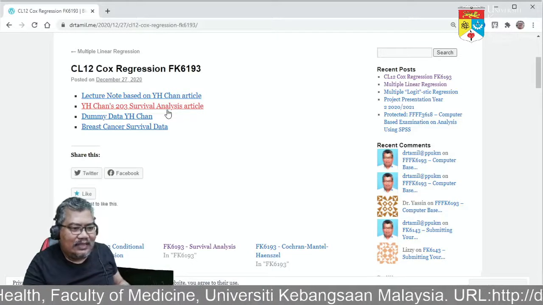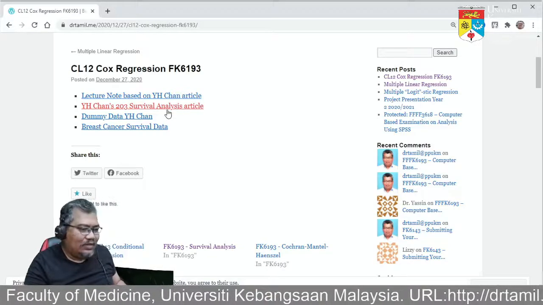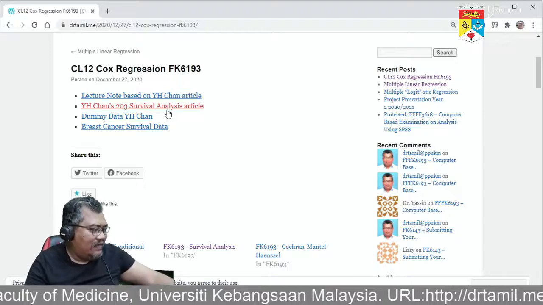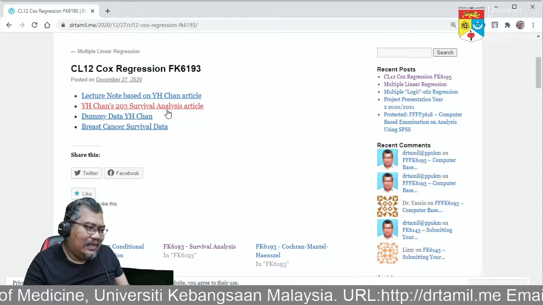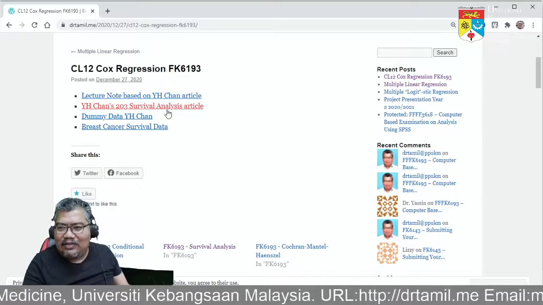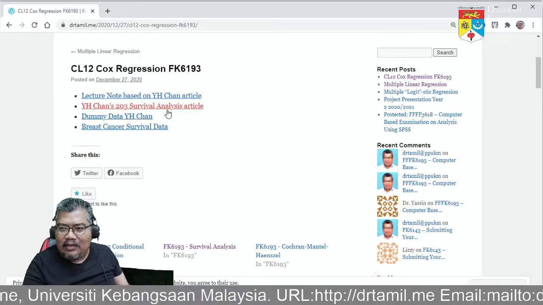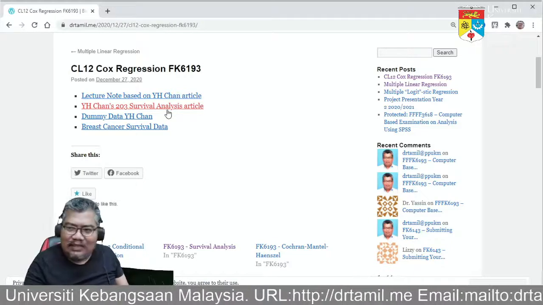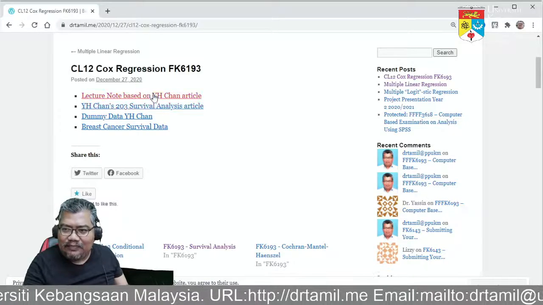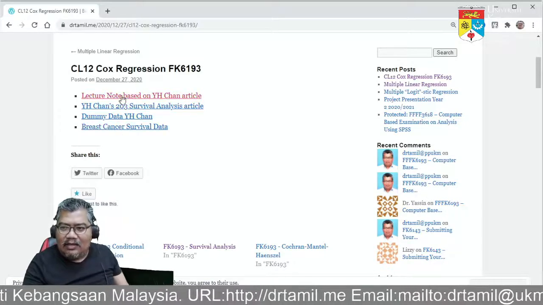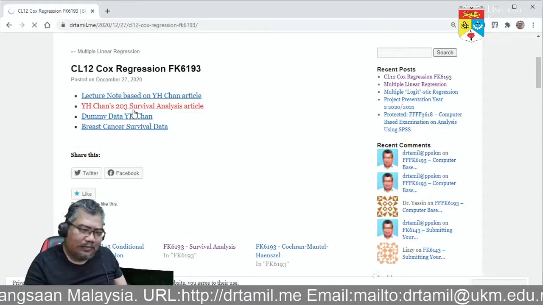This article is nice in the sense that it explains how to do survival analysis in brief. He came up with a list of articles, so you can check it out at the Singapore Medical Journal. All the articles are there, so you can just go and check it out. You can click on it and get the full article. Okay, so we're going to start with the article itself.